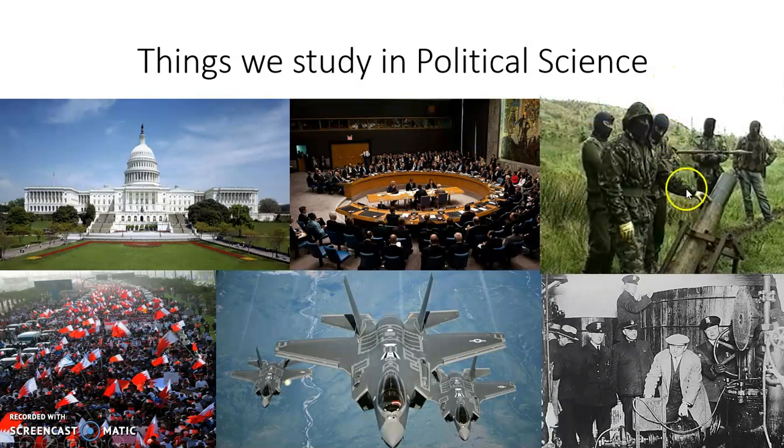Here in the top right, we have a picture of the IRA, the Irish Republican Army. So this is an example of how political scientists grapple with how governments interact with things like terrorist organizations or non-state actors. An emerging field of study within political science is how governments interact with social movements, and what makes social movements succeed or fail.